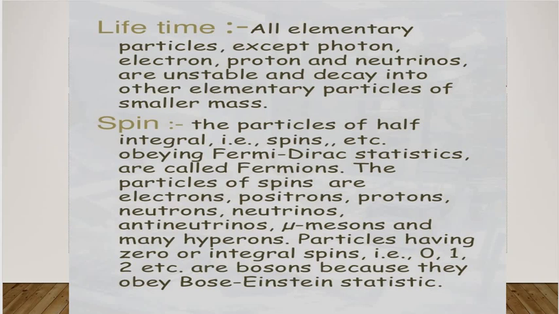Then about spin. The particles of half integral spin, that is particles obeying Fermi-Dirac statistics, are called fermions. എനിക്ക് നിങ്ങൾക്ക് ഈ ഫെർമി-ഡിറാക് സ്റ്റാറ്റിസ്റ്റിക്സ് പരിചയം ഉണ്ടാവും എന്ന് വിചാരിക്കുന്നു. There are two types of statistics obeyed by these spin 0 and spin half particles. They are Fermi-Dirac statistics and Bose-Einstein statistics.